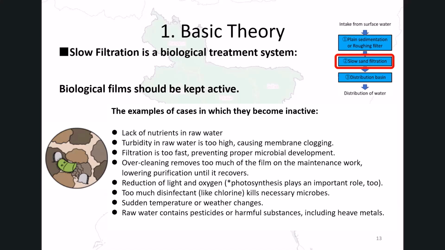Lack of light and oxygen reduces biological activity. Chlorine or other disinfectants can kill the necessary microbes. Sudden temperature changes or harmful substances such as pesticides and heavy metals also damage this layer. Even when the sand structure looks normal, reduced biological activity directly lowers filtration performance.